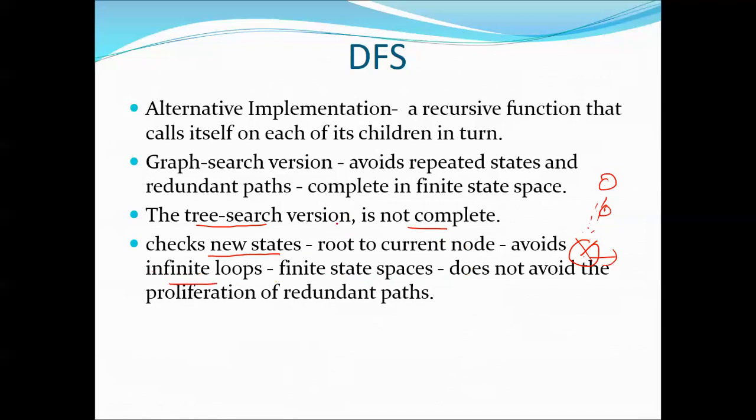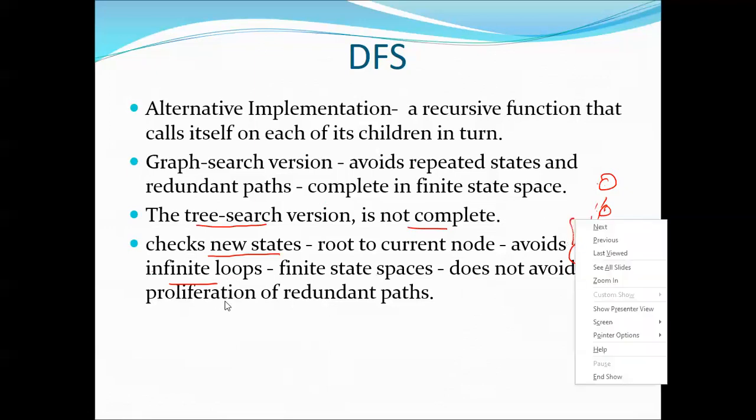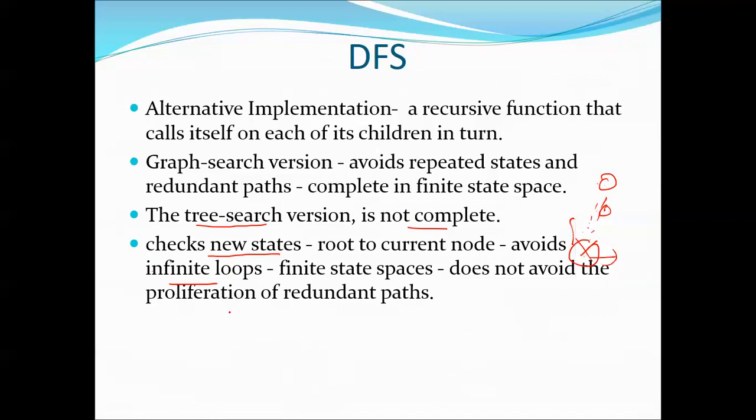Here, why does the tree search version become incomplete? Because of the infinite loop. But whenever you create a new node, if you compare that node with all other nodes from the root node to the current node, and if any node matches this same node, then don't include this new node. If you do that, then the infinite loop can be avoided. But still, you have to create these redundant paths. The proliferation of redundant paths cannot be avoided. After creating, only then you have to check. So that will increase the complexity.